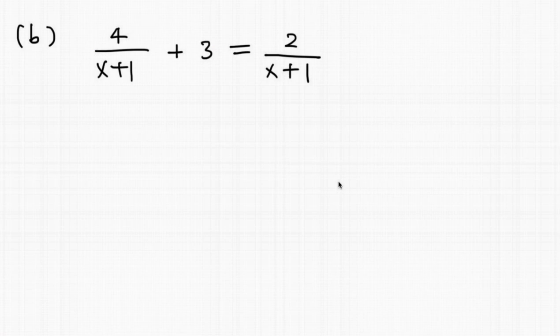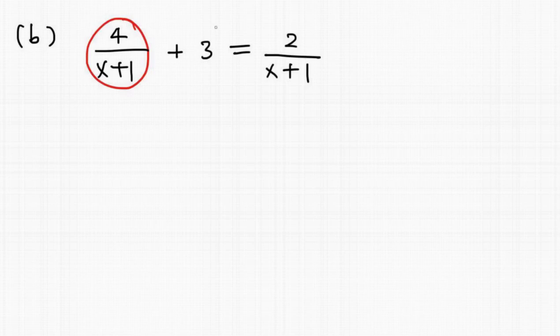Okay, here we have the second example. We see some fractions. This time we have some variables in the denominator, but the idea is the same. We are going to multiply every term by the least common denominator. The two denominators are exactly the same, so the least common denominator of them is just that same denominator. So let's multiply every term.